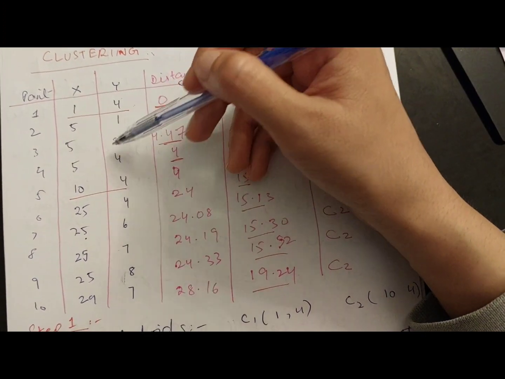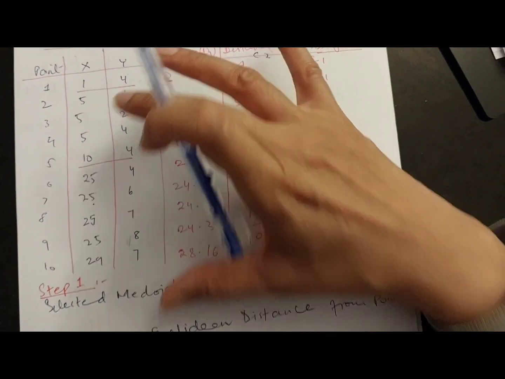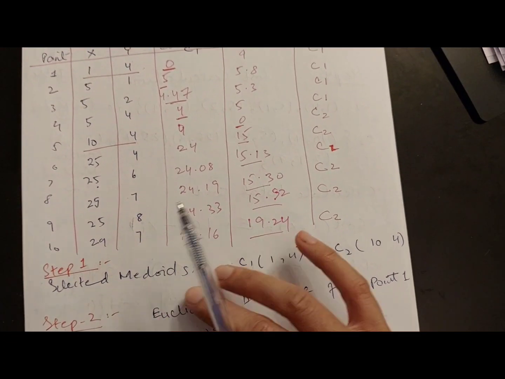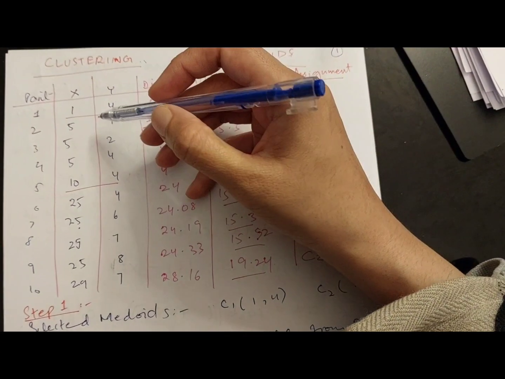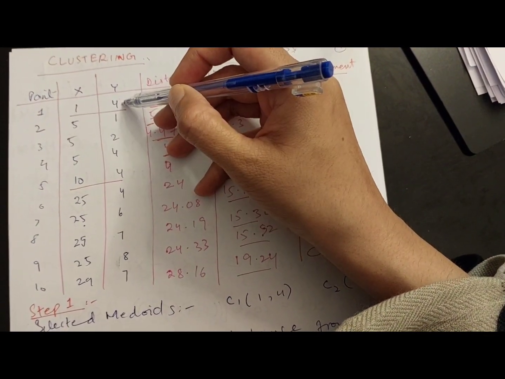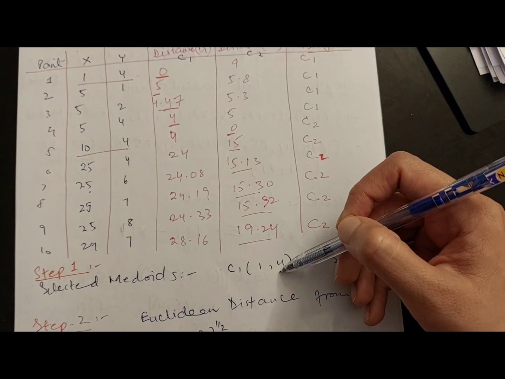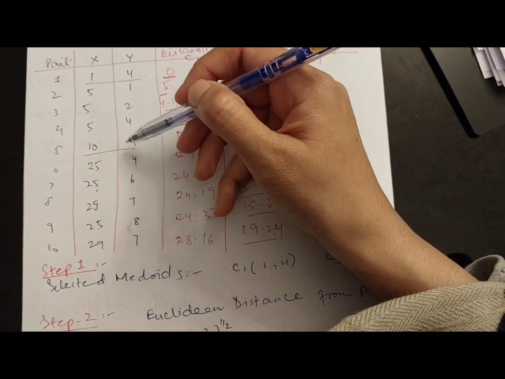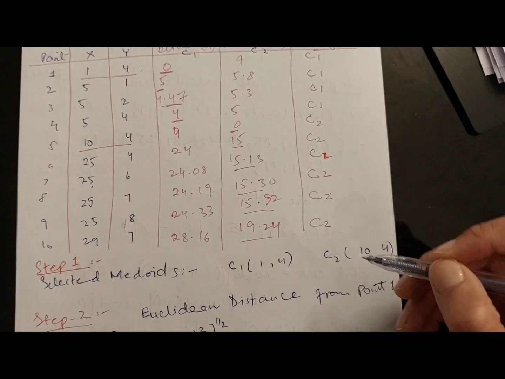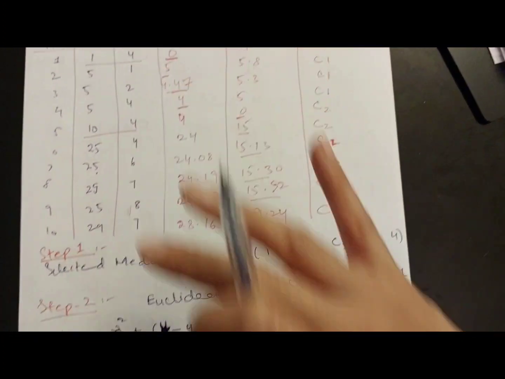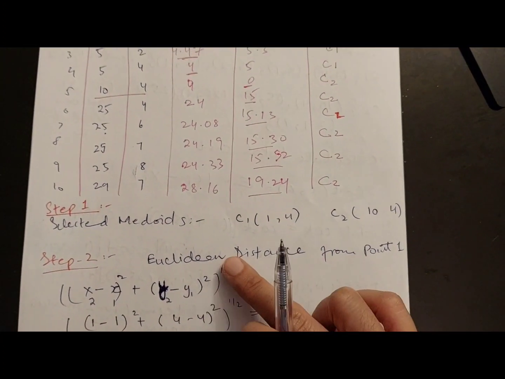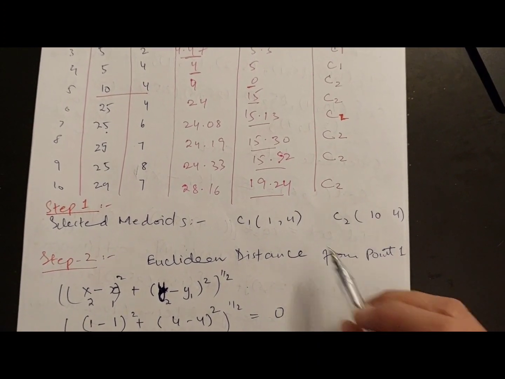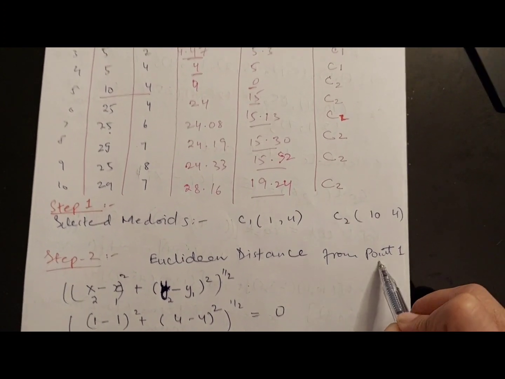So for all of these data points, what we want to do in the first step is select some medoids. For example, we say that this (1, 4) point is my first medoid, and this (10, 4) point is my second medoid. Once we have selected our medoids, in the second step we will find the Euclidean distance of these medoids from all of the points.